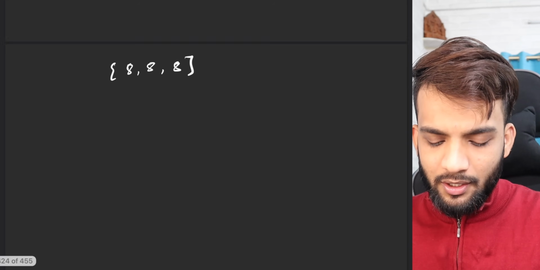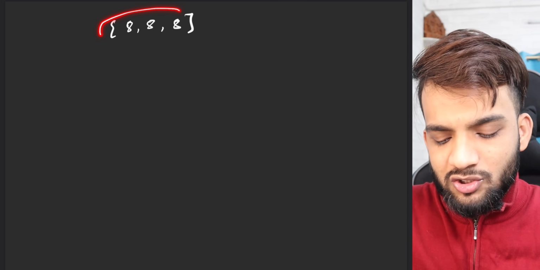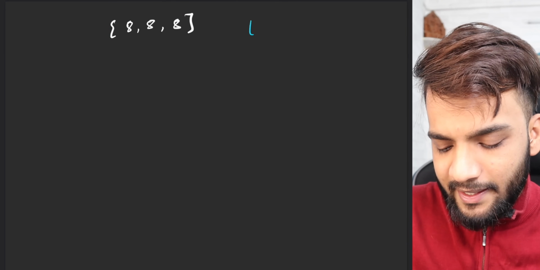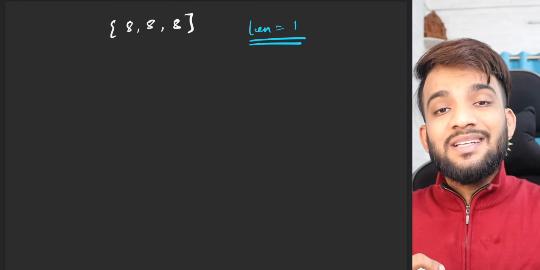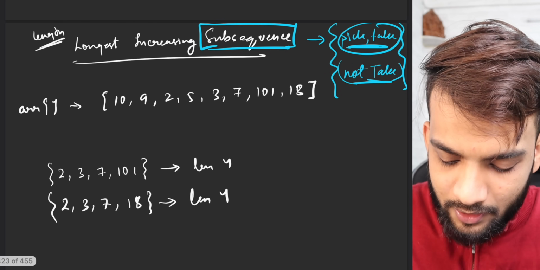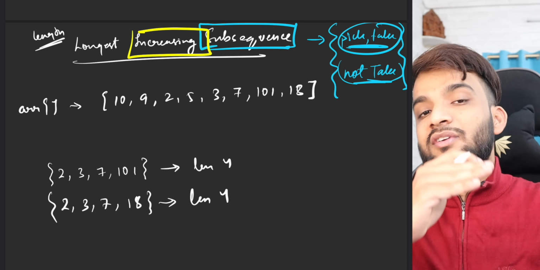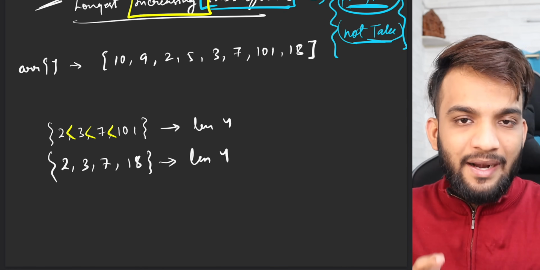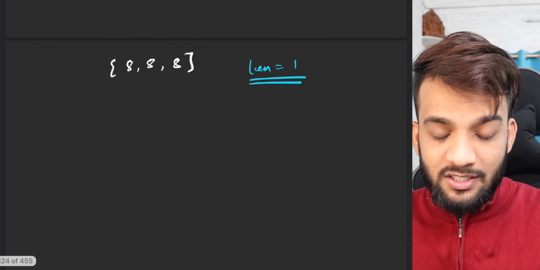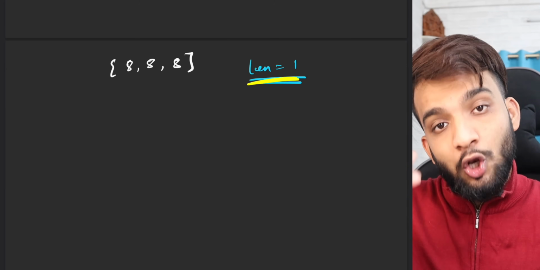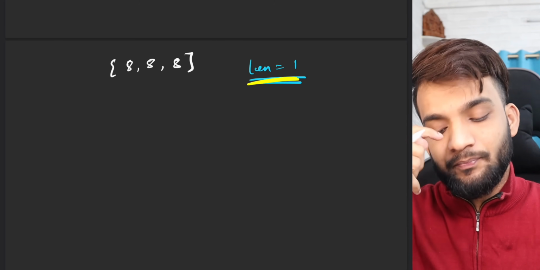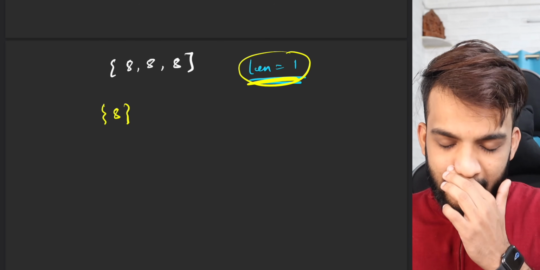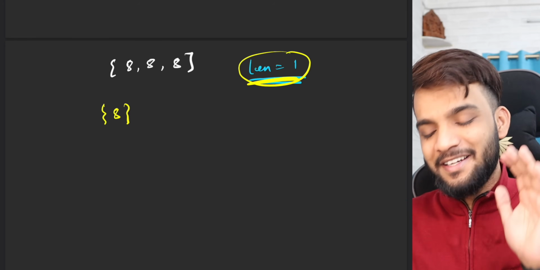Now going forward, if I ask you what is the longest increasing subsequence of this particular array, the answer is that the length is 1. Why? Because it clearly states increasing. You cannot have equal elements, it has to be increasing. So the question is very straightforward: you have to figure out the length of the longest increasing subsequence. Got it? So the length is 1 over here, which is nothing but a single array of size 1 which contains 8.